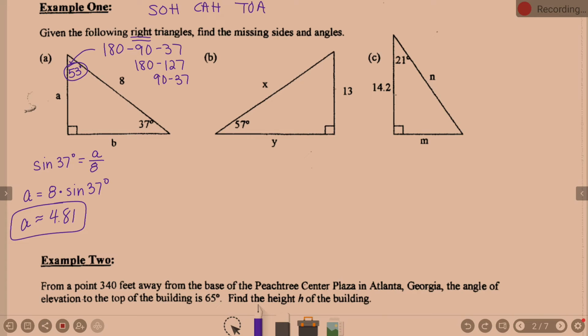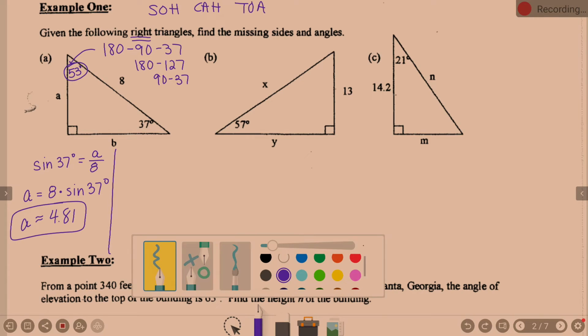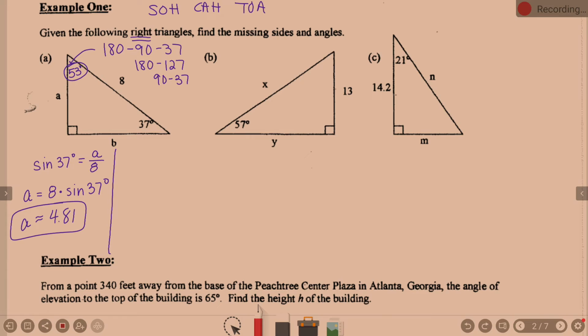Did you get your calculator to cooperate with you, one way or the other? Okay. So, we found the missing angle. We found side A. We're not done. We need to find side B. Got any thoughts on B? And I will tell you, there's not just one way to find B. There are multiple correct ways to find B. There were technically multiple correct ways to find A, but what would you guys do for B?